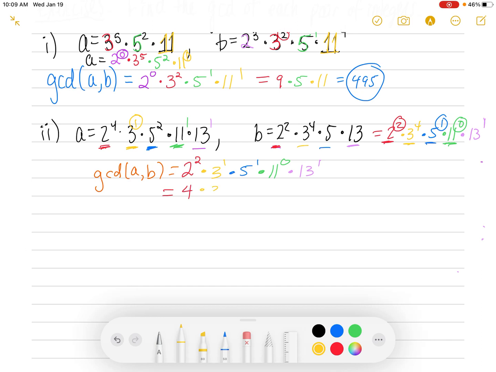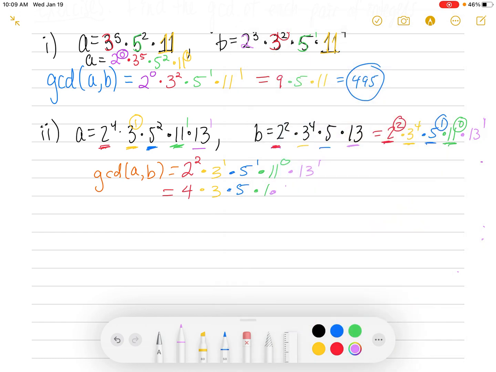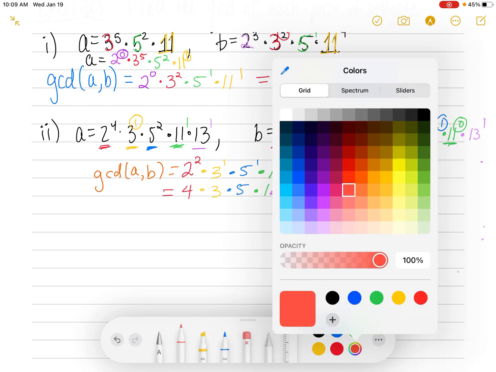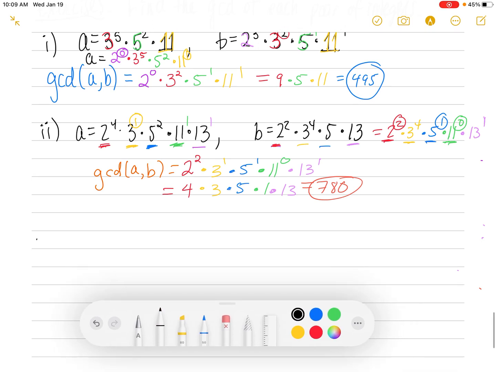So what do I got? I got 2 squared is 4 times 3 times 5. 11 to the 0 is just 1 times 13. When I multiply that out, 4 times 3 times 5 times 1 times 13, I believe I get 780. So the GCD of those numbers, A and B, is 780.